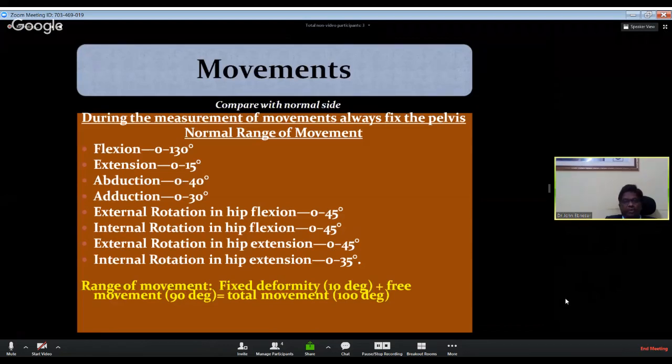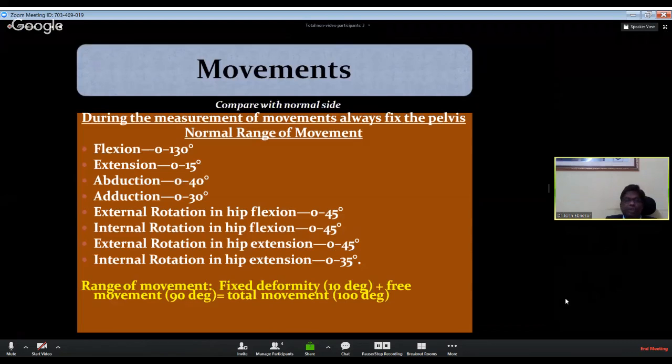Flexion is 0 to 130 degrees. Extension is 0 to 15 degrees. Abduction is 0 to 40 degrees. Then adduction is 0 to 30 degrees. External rotation, hip flexion, is 0 to 45. Then internal rotation is 0 to 45. And external rotation, hip extension, 0 to 45, internal rotation, hip extension, is 0 to 35.